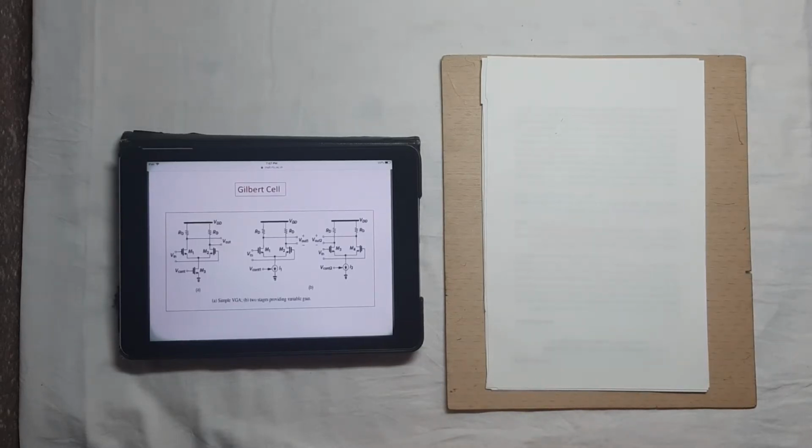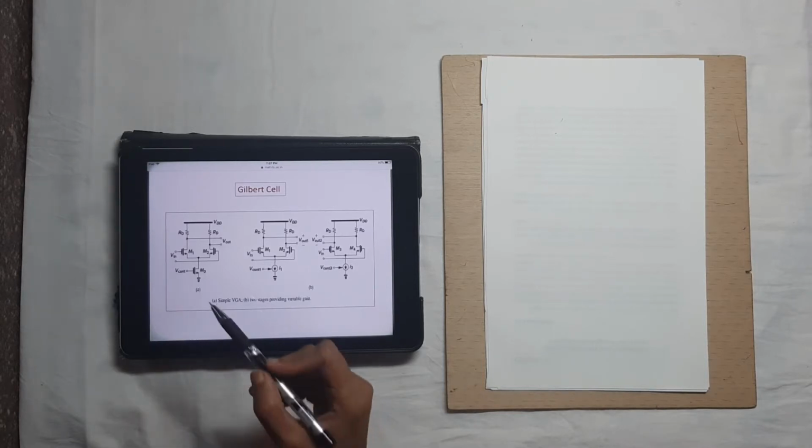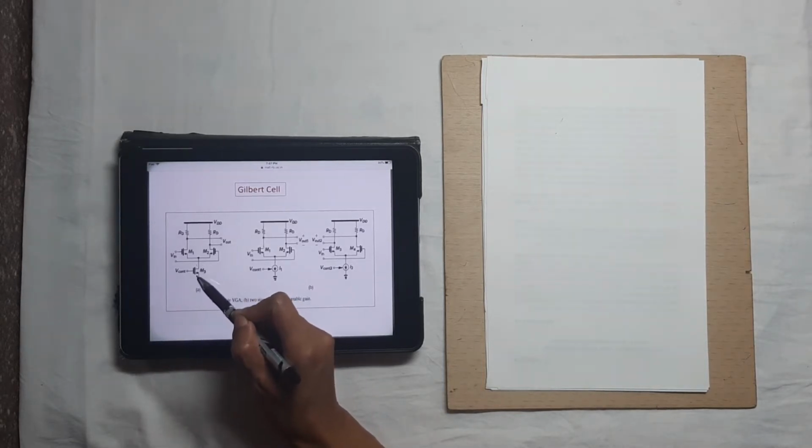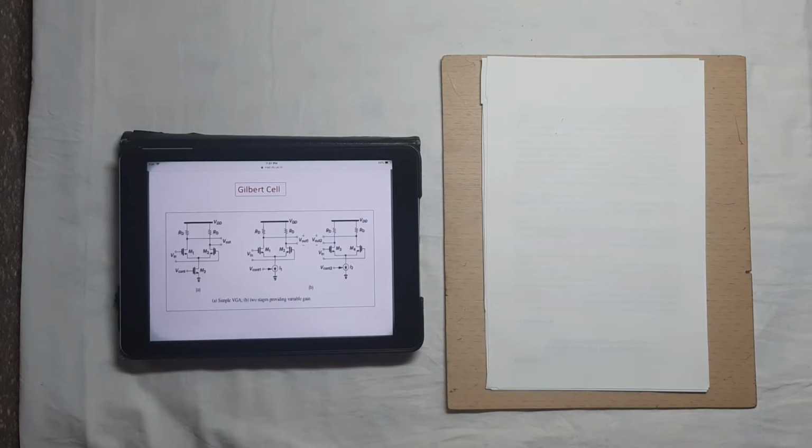In this session, we will see what the Gilbert cell is and how to construct it. Our study of differential pairs reveals two important aspects of their operation. The small signal gain of the circuit is a function of the tail current. The current flowing here is known as the tail current.